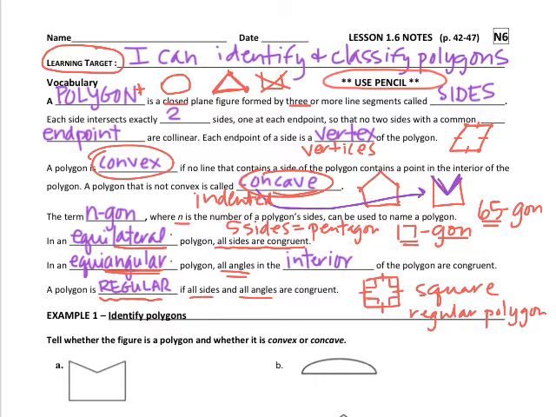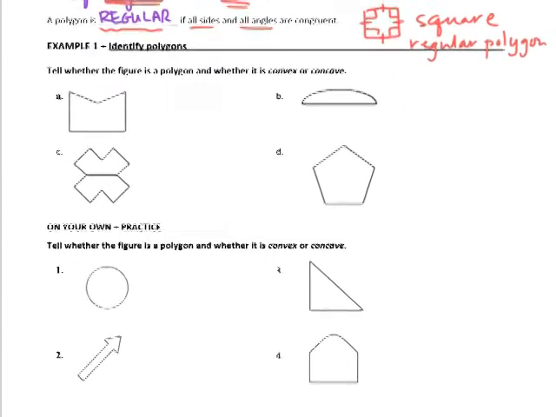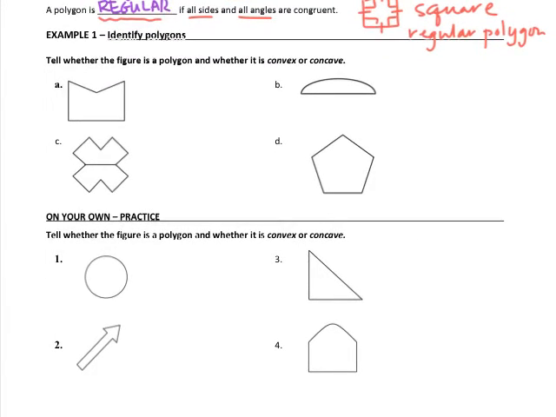Okay, so that's just one example. So we're going to go ahead and look at example number 1 here. In example number 1, we're going to tell whether the figure is a polygon and whether it's convex or concave. Now, just to remind you, concave is the kind that is indented, so it kind of looks like it's been smushed in at some point. Okay, a polygon is a polygon if it has sides, if it's closed, so it cannot be open, and it cannot have any curves. So no round pieces, no round parts to this shape.